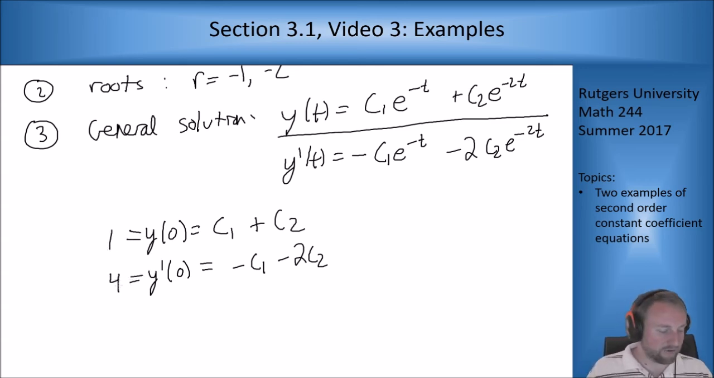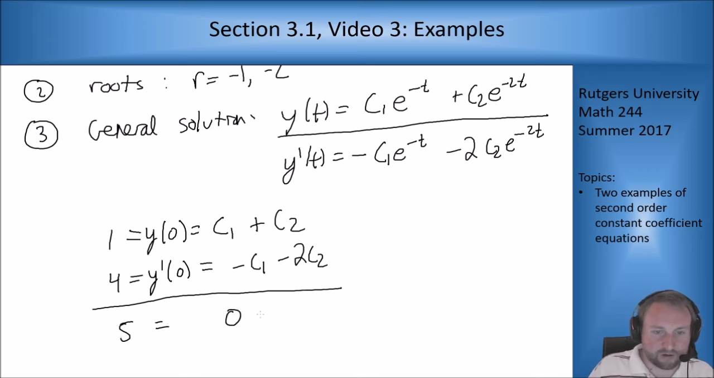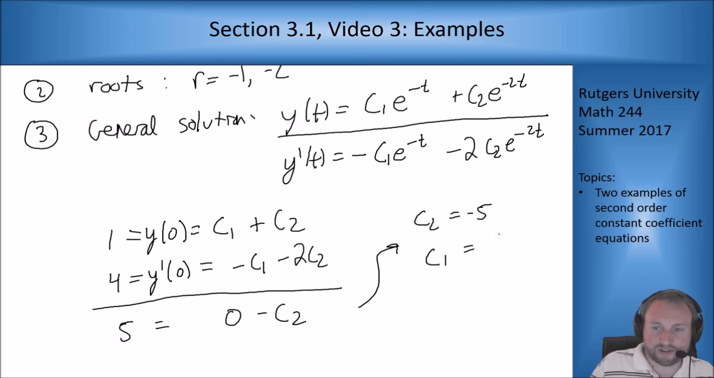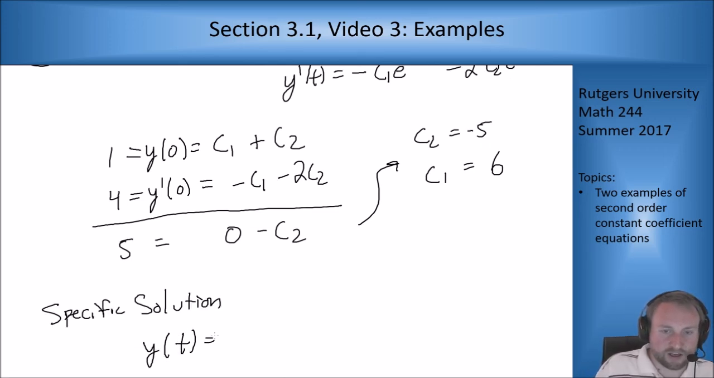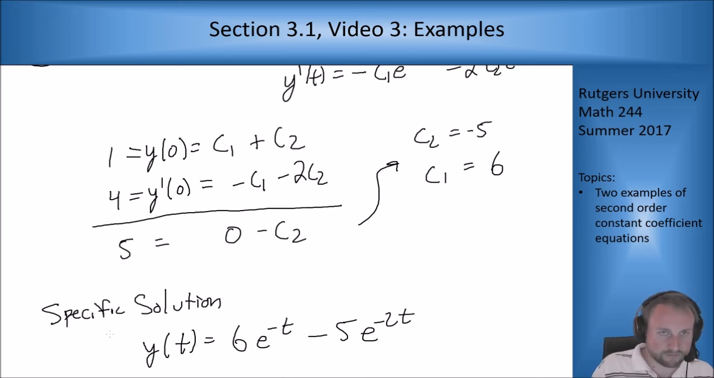Now at this point, you can solve the equations however you'd like. To me, it looks easy. I'm just going to add the two equations together. And so I get 5 = 0 - c2. So c2 = -5, which then tells me that c1 = 6, because the first equation has to add up to 1. And now if I plug in those two numbers, I get my specific solution. y(t) = 6e^(-t) - 5e^(-2t). Box that in orange as our final answer.